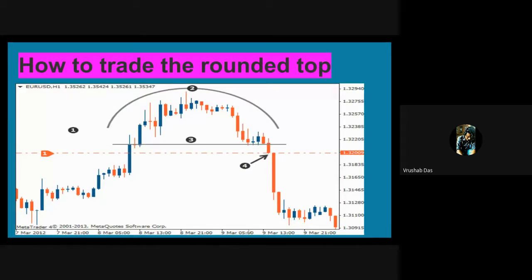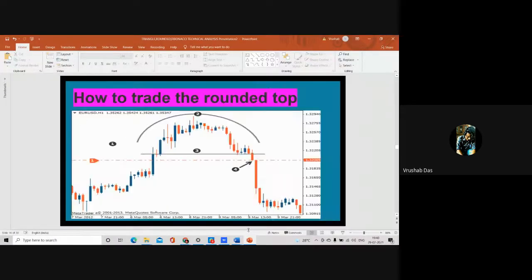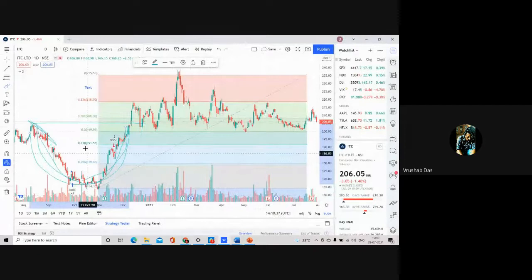How to trade with the rounded top pattern? To trade this pattern, look for the neckline that is marked on the chart. That is already marked, I have to show the chart also. In this, you can see the neckline at 206.05. This is the neckline I have taken.